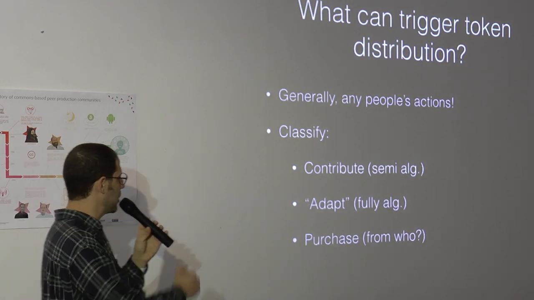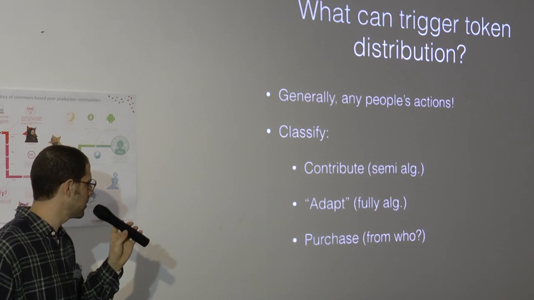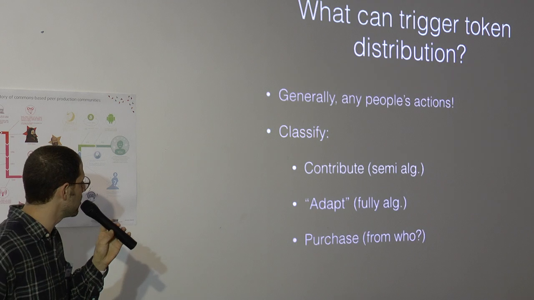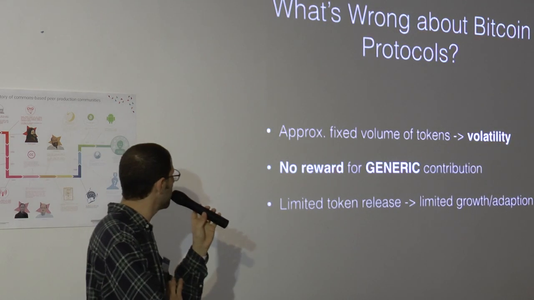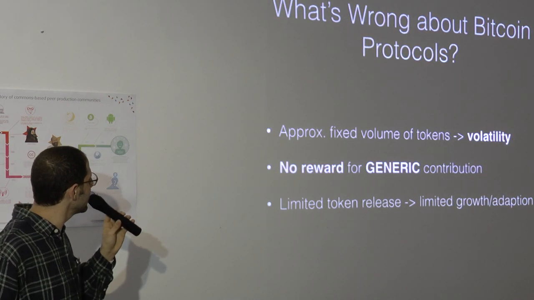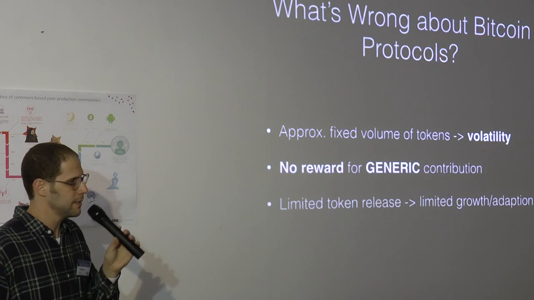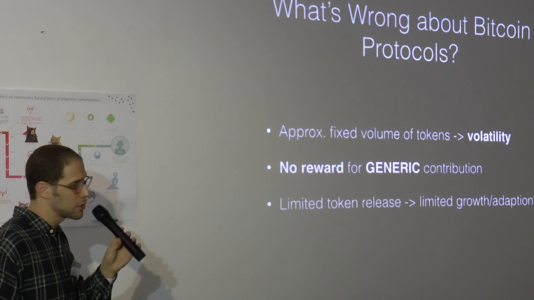And thirdly, we can purchase tokens, but from whom? So generally, we purchase it from the community. That's something that doesn't exist anywhere. Okay, so what's wrong with the Bitcoin protocols? I'll just speed up a little bit. So firstly, there is approximately a fixed volume of tokens. Right now, there is a certain amount of tokens in circulation, and that leads to high volatility.